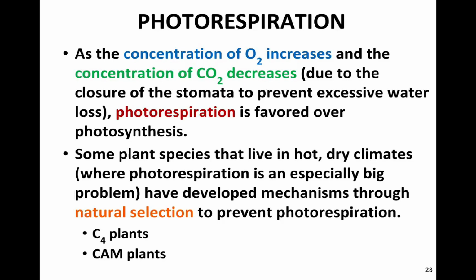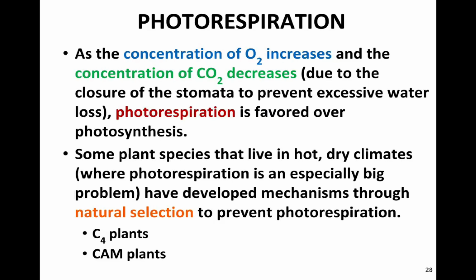And then the plants that live in hot, dry environments where photorespiration is especially a big problem, what we see is lots of plants over millions of years of evolution have developed mechanisms that will prevent photorespiration from happening. Some examples of plants like this are plants that are called C4 plants and then CAM plants. Because photorespiration consumes ATP and does not produce glucose, there's a strong selective pressure against that process. And that has favored the proliferation of adaptations that increase the evolutionary fitness of organisms who possess those adaptations.